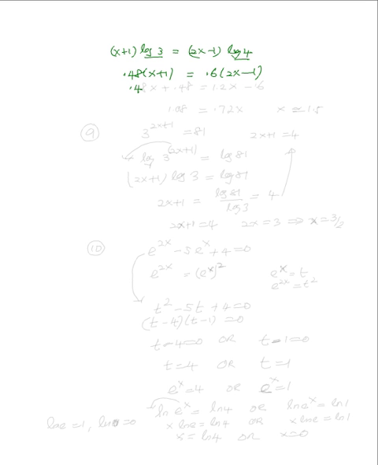So let me quickly solve this. 0.48x plus 0.48 equals 1.2x minus 0.6. So if I combine like terms and move x to one side and the numbers to the other side, we'll come to a situation where we write 1.08 equals 0.72x. So x in fact is approximately equal to 1.5.